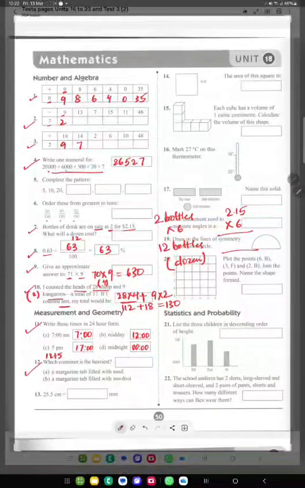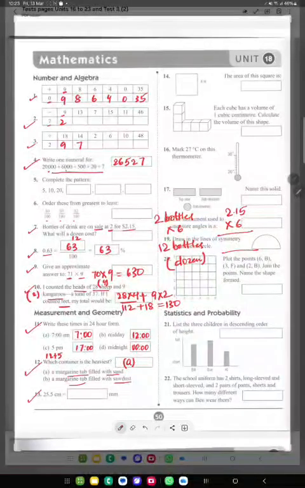Okay, a margarine tub filled with sand or a tub filled with sawdust. If you look at it, the tub is the same size tub, but sand is generally more dense and heavier than sawdust. Sawdust is very light in weight, so it's basically option A.